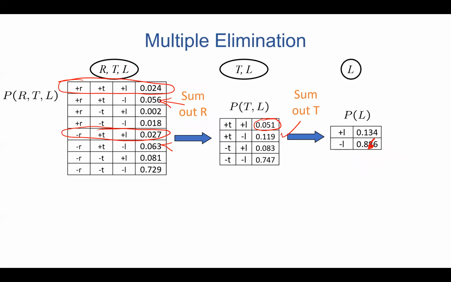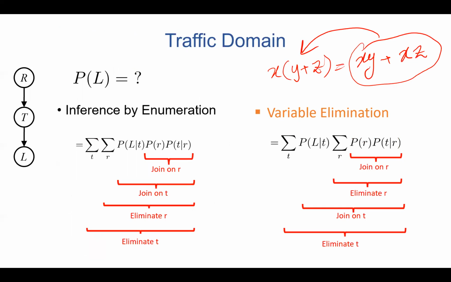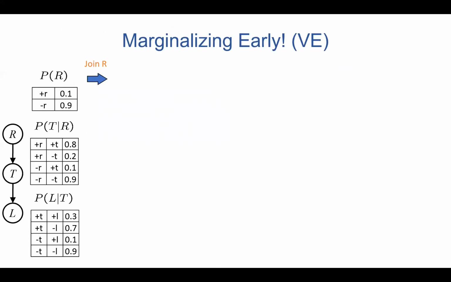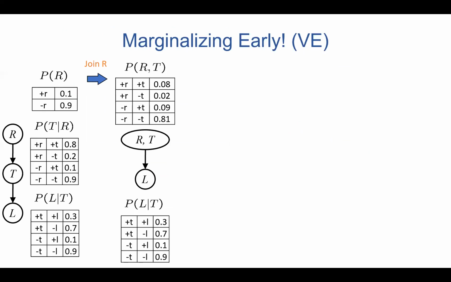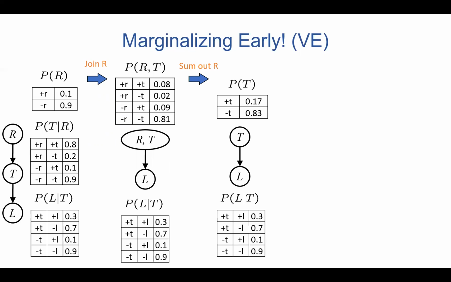So let's see how interesting this operation can be. What we have to do is go backwards, finding out the join and eliminate together. So we join over R first, and instead of joining over T now, we just eliminate R. So we join over R, P of R and T, and we sum out R. Before going to the next step, joining over T, we just sum out R. How do we sum out R? We simply look at the consistent rows and sum them out. This is what we have just looked at.